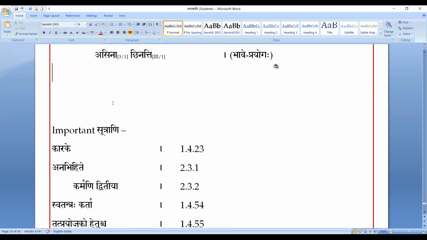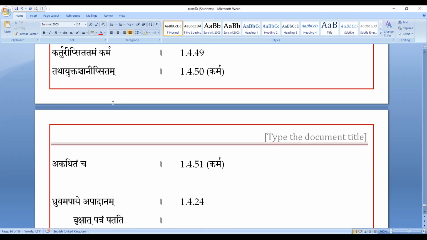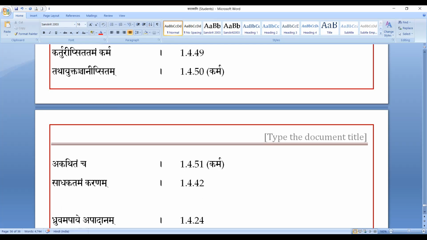With other sutras we will see in the file, the PDF file I sent you in the last class, so that you can refer. For this sutra I will add Sadhakatamam Karanam. Karanam is that which is important in accomplishing a kriya. This is 1/4/42. So you have to remember the sutras. By what sutra is Karana assigned Tritiya Vibhakti? Then you have to say Kartru Karanayos Tritiya.